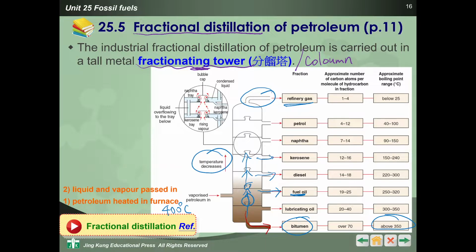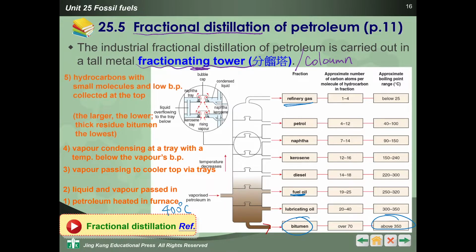So that's the logic. Here you can see the vapor passing to the cooler top via trays. This particular section here, you can see that they're called trays. So just imagine this is a tray here. And you can continue this process and basically you can get your hydrocarbons separated, or your fractions separated. So it's better to use this word fraction now that we're learning about it.